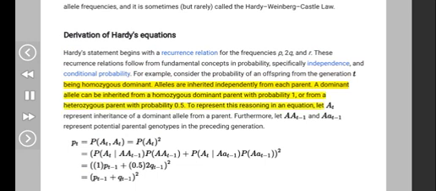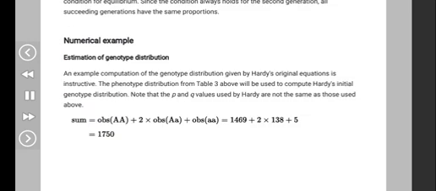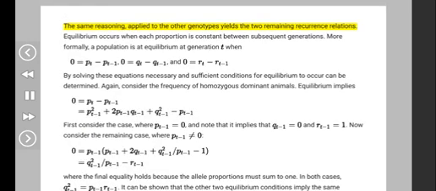A dominant allele can be inherited from a homozygous dominant parent with probability 1, or from a heterozygous parent with probability 0.5. To represent this reasoning in an equation, let represent inheritance of a dominant allele from a parent. Furthermore, let n represent potential parental genotypes in the preceding generation. The same reasoning, applied to the other genotypes, yields the two remaining recurrence relations.